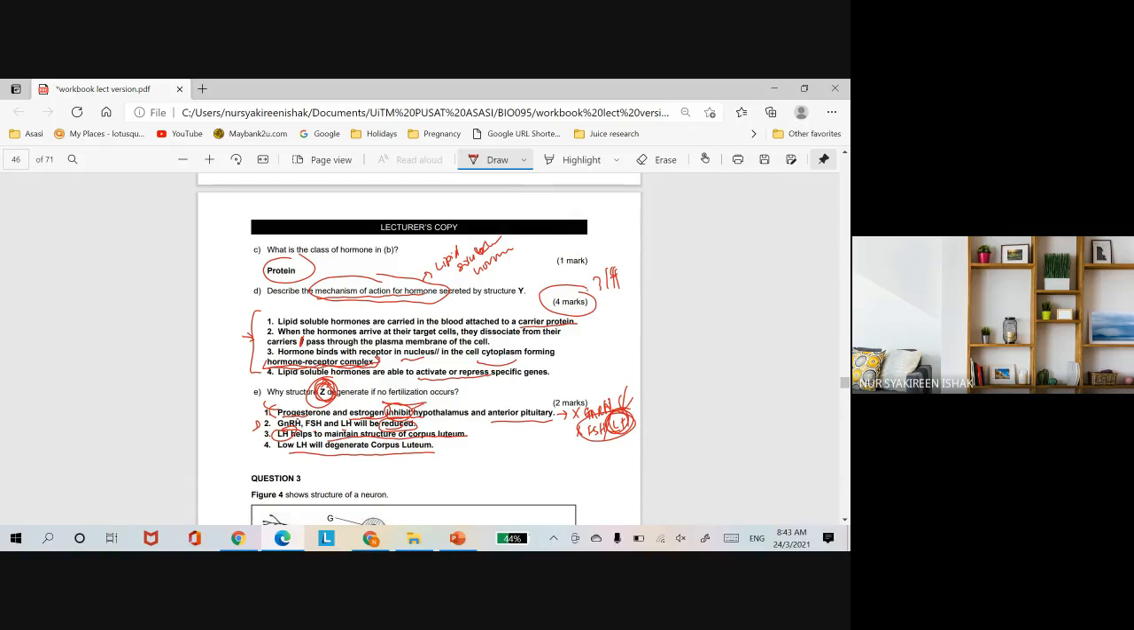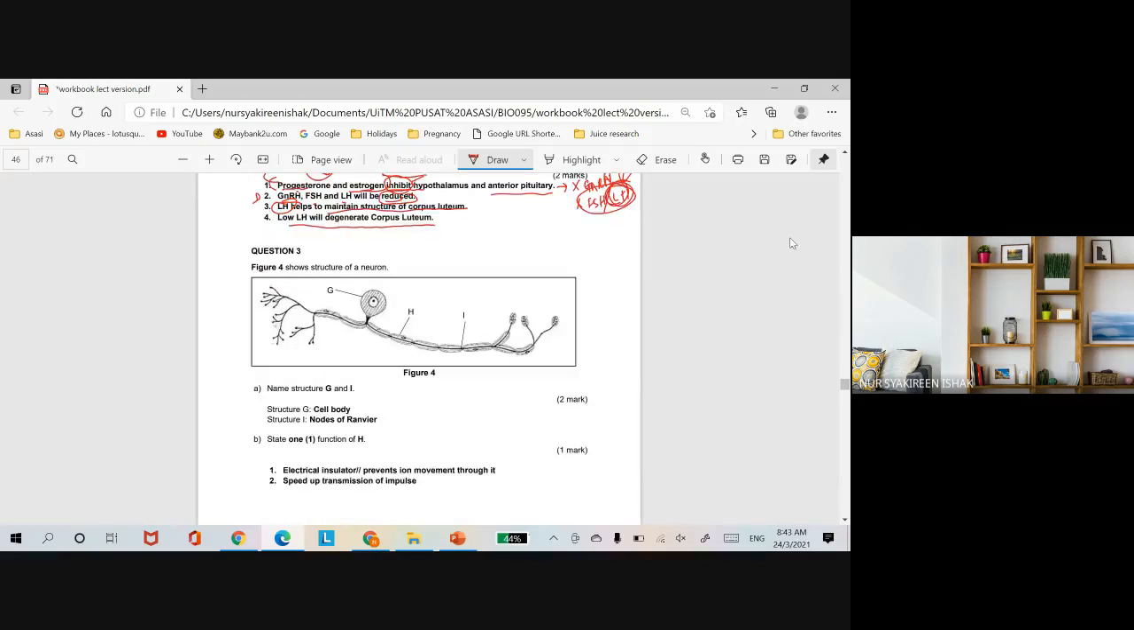Tu je. So make sure you go back and study back the slides yang ada all the graphs, and also what happened to the follicle and also to the endometrium lining. You should be able to look at the diagram and explain what happened in that diagram. Okay, so next question 3.